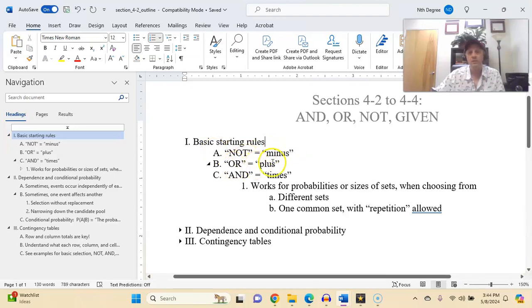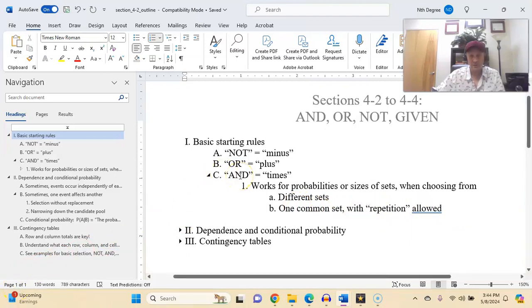The word or is associated with adding. Or means plus. And the word and is related to multiplication. And means times. And that meaning of the word and, multiplication, works for both fractional probabilities as well as whole number sizes of sets. It applies to sets whether you're choosing from different sets or from one common set with what's called repetition allowed. And we're going to do an example of that in a moment.